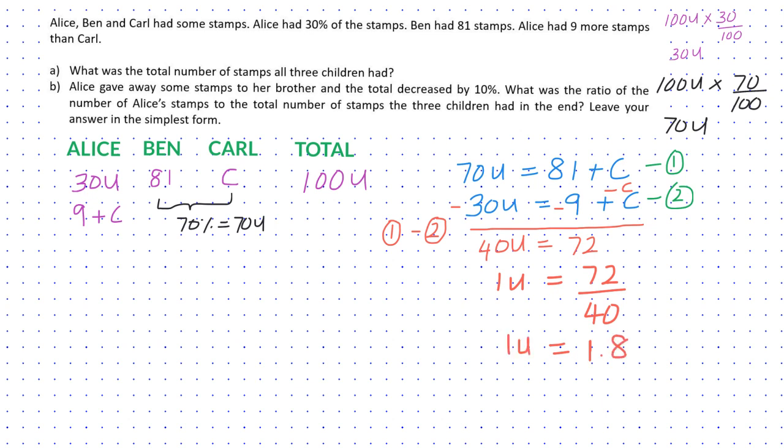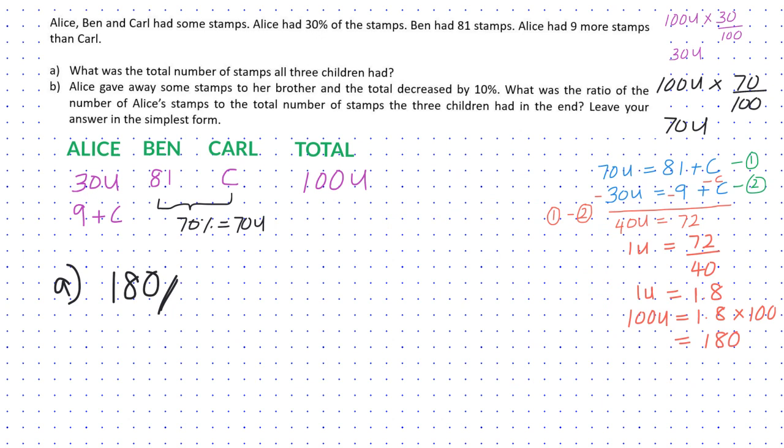So question A is, what was the total number of stamps all three children had, which is the value of 100 units. So 1 unit is equal to 1.8. Therefore, 100 units is equal to 1.8 times 100. So the answer to question A is 180 stamps.